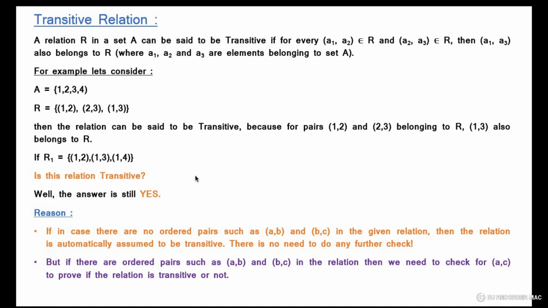In case you have ordered pairs such as a comma b and b comma c in the relation, you check a comma c. But if there are no ordered pairs such as a comma b and b comma c in the relation, you will straight away say the relation is transitive.